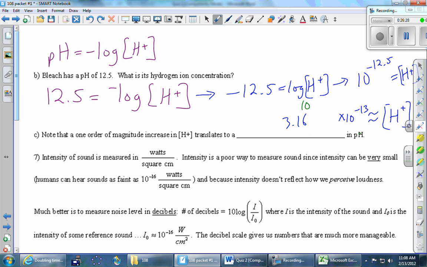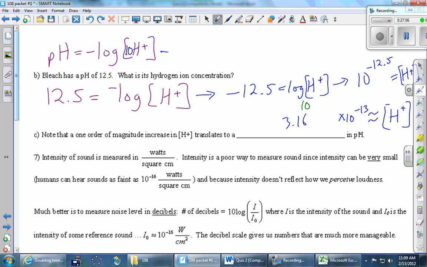Okay, let's see if we can start picking apart that formula. We're imagining a 1 order of magnitude increase. Orders of magnitude are powers of what number? 10. So if you have something called H plus, and you increase the H plus by an order of magnitude, it means you're making it 10 times as big. It used to be H plus, now it's 10 times H plus. The question is, what happens on my 0 to 14 scale?